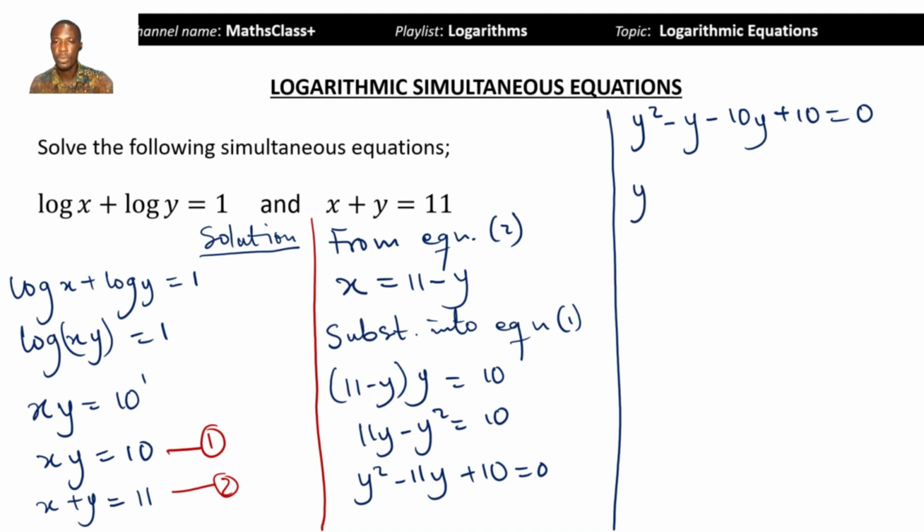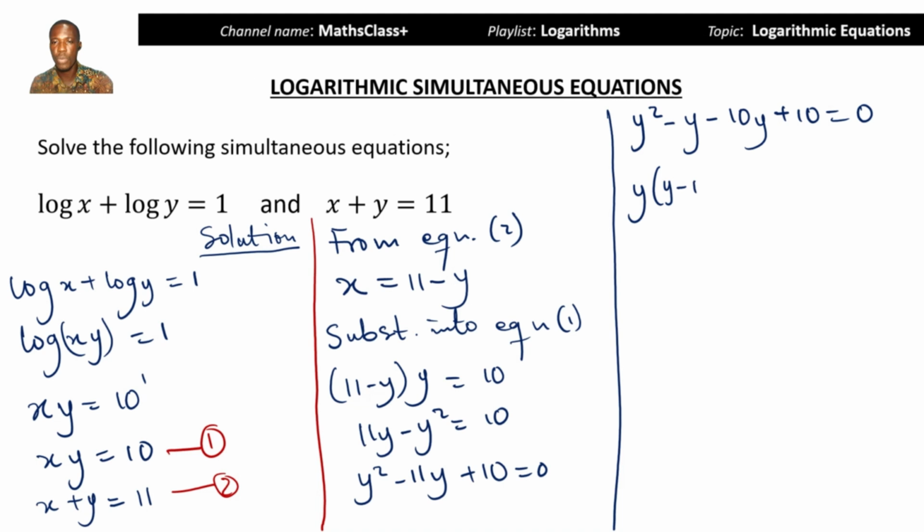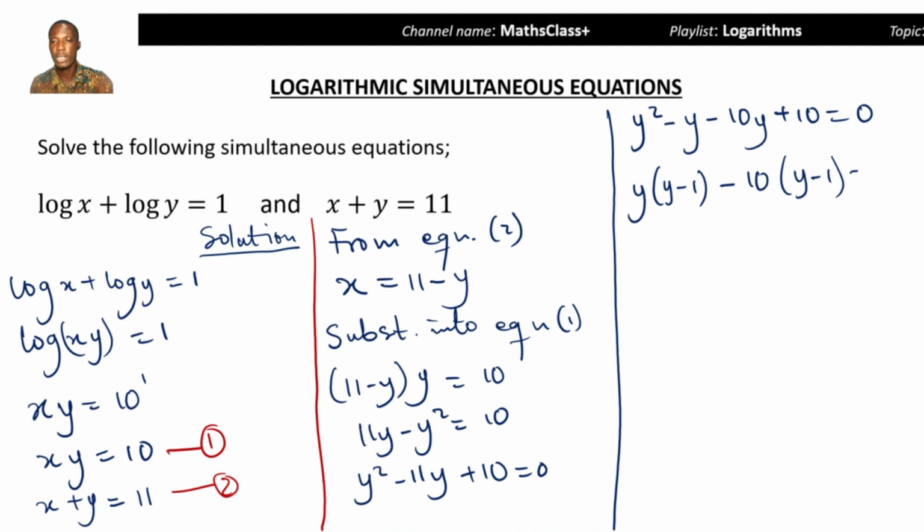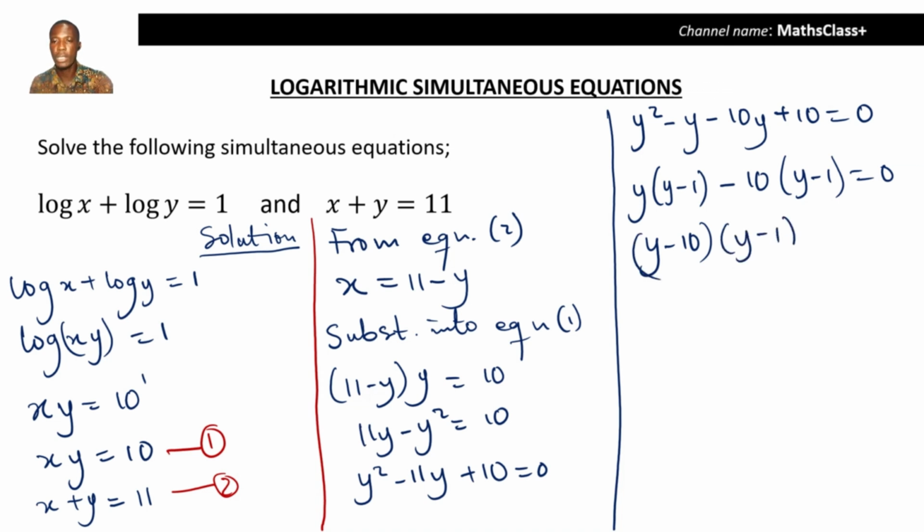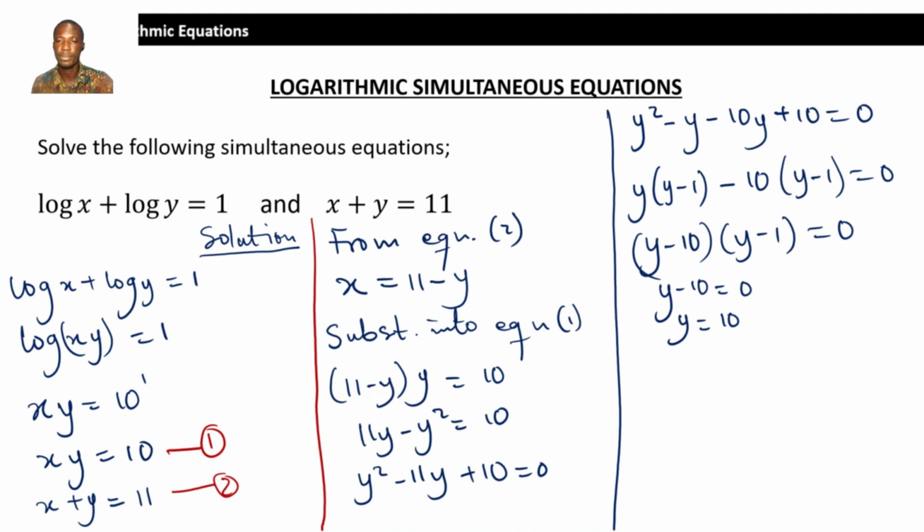So y out, y minus 1, and then negative 10 out, y minus 1. This is equal to 0. So y minus 10 multiplying y minus 1 is equal to 0. That means y minus 10 is equal to 0, and that y is equal to 10. And then y minus 1 is also equal to 0. That means y is equal to 1.